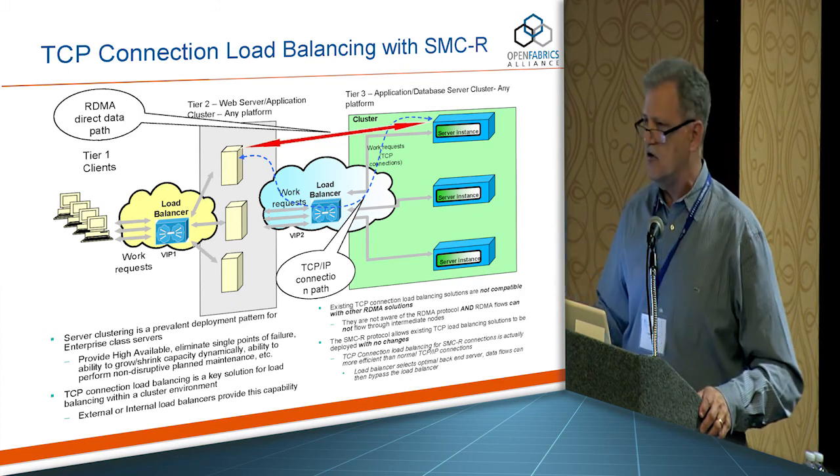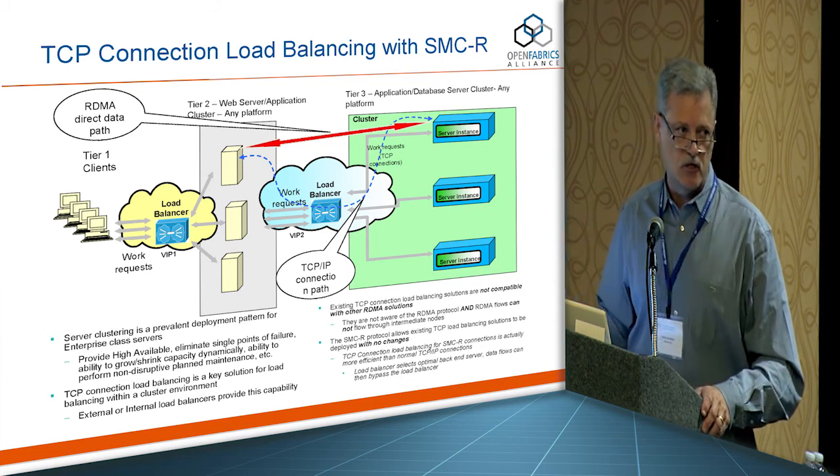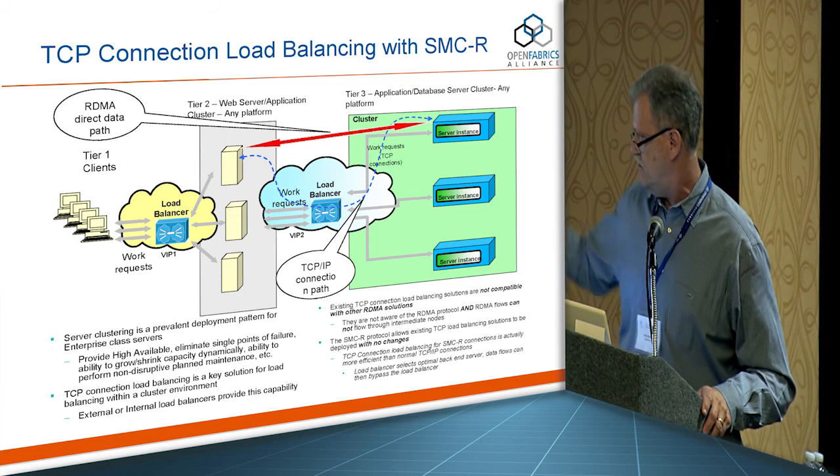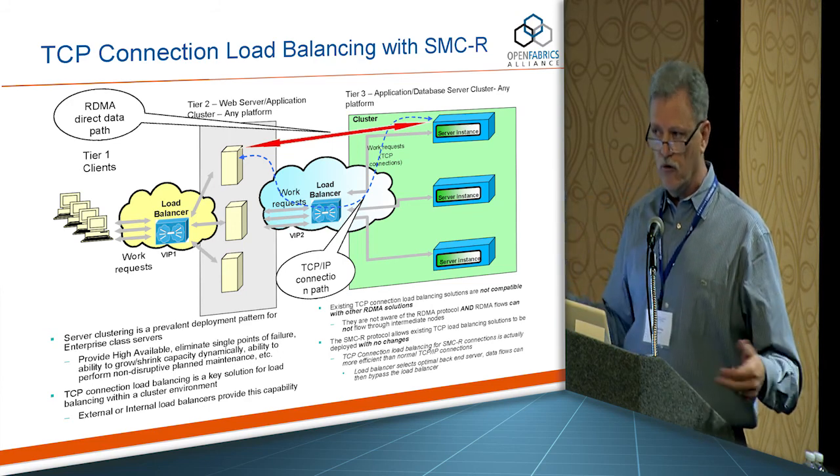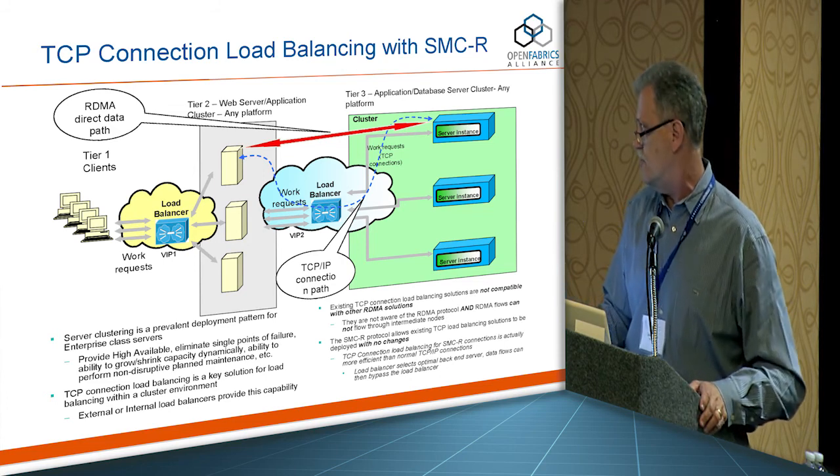And the tier in the middle isn't aware. It just sees one IP address. It doesn't really know where it's going. But now, in this example, if the two peers exchange the SMC-R option, we would go ahead with a negotiation and possibly set up an RDMA connection.